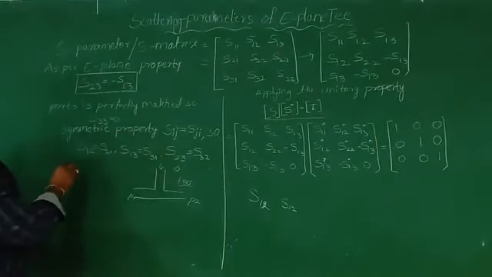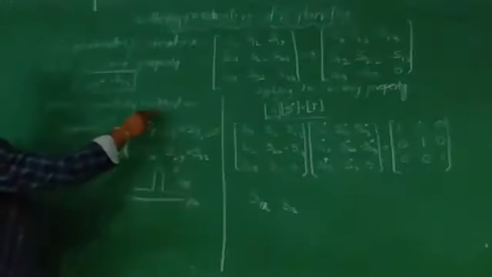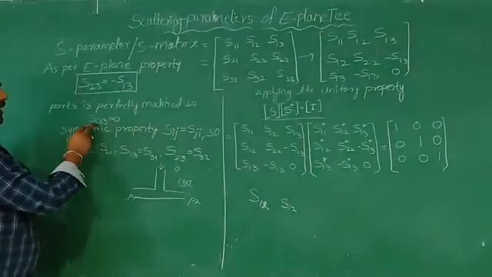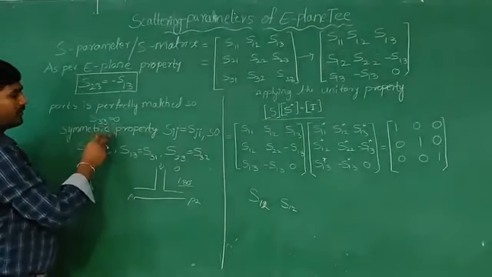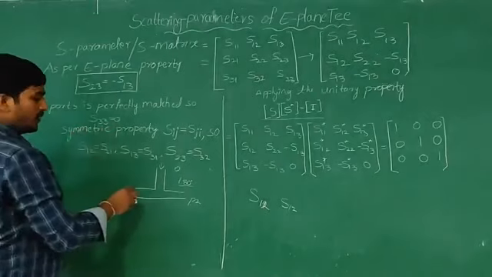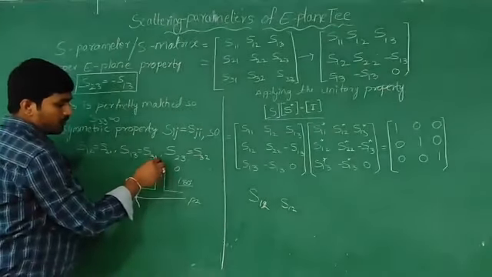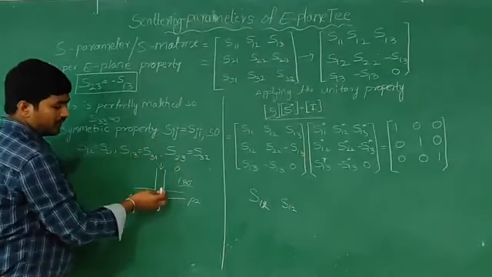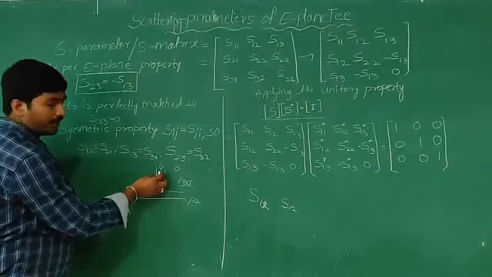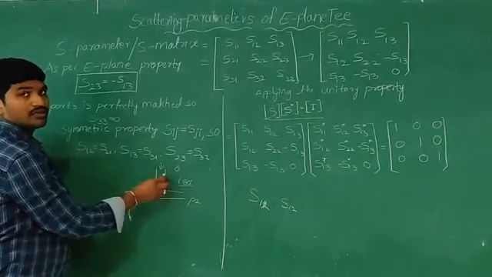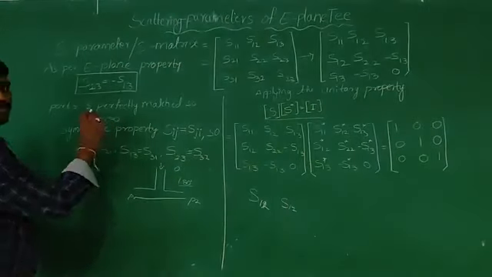Here port 3 is perfectly matched, so we can write S33 is equal to 0. Why are we taking S33 equal to 0? If we apply power at port 3, the reflection of the microwaves is 0. So that's why we take S33 equal to 0.